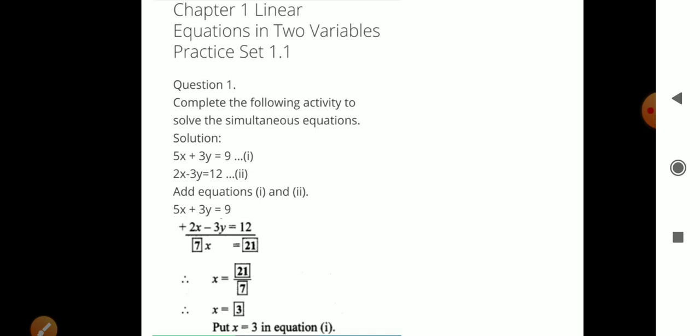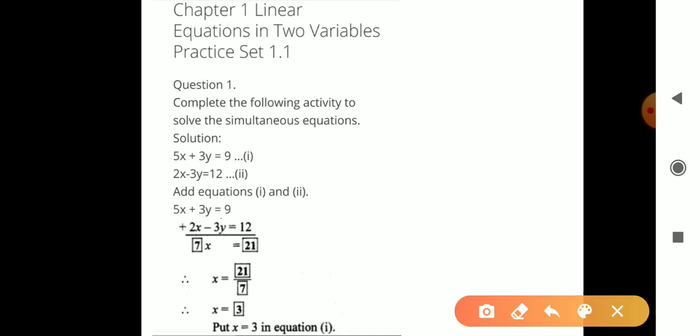So read the question. Question number 1 is: complete the following activity to solve the simultaneous equations. The first equation is 5x plus 3y equal to 9, and the second equation is 2x minus 3y equal to 12. So these two equations are given, and we have to complete the activity to solve this simultaneous equation. Here we have to find the values of x and y.